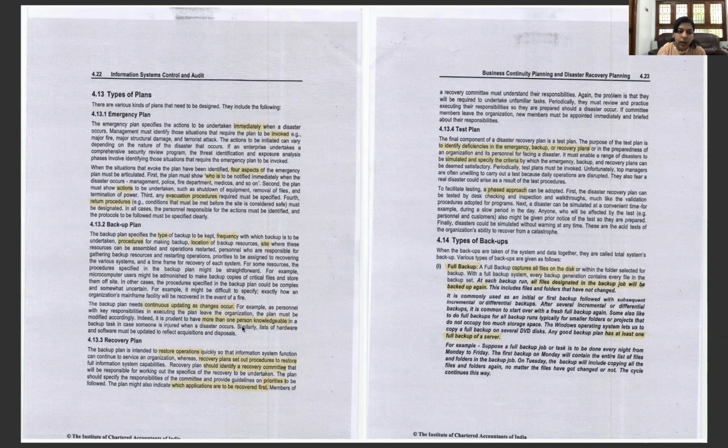Okay, the emergency has happened, we have left the place, we're moving to another place, we are working there. Then what happens next? The recovery plan.